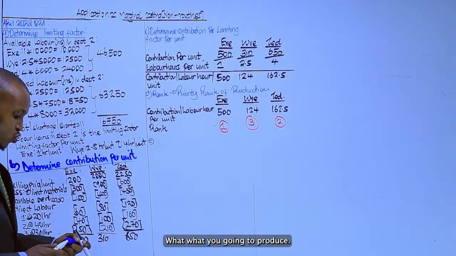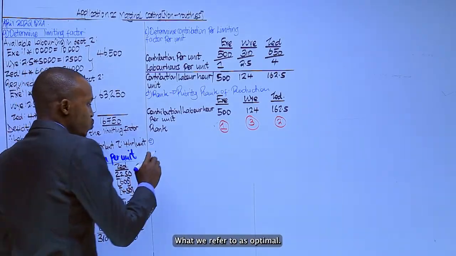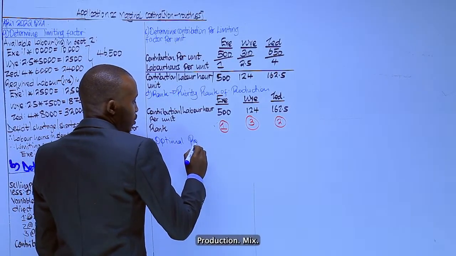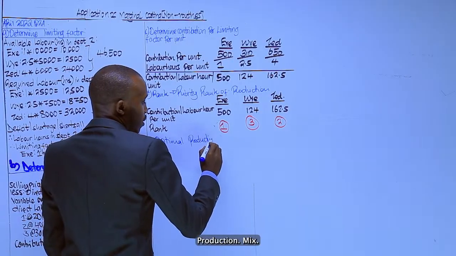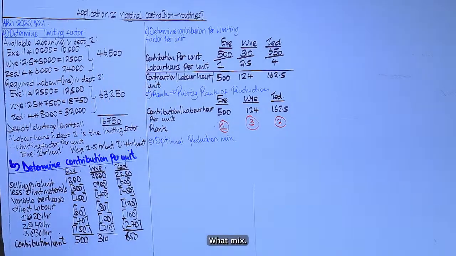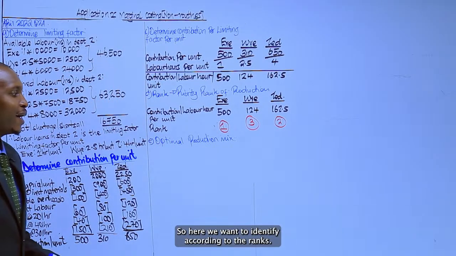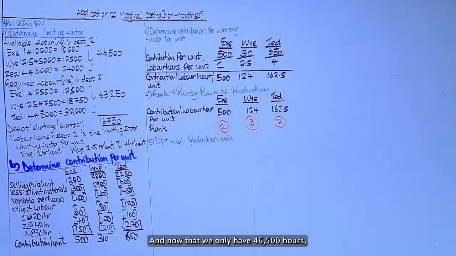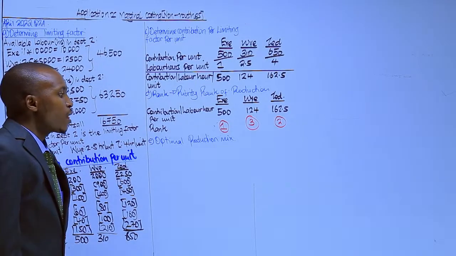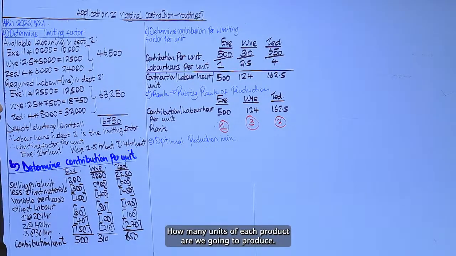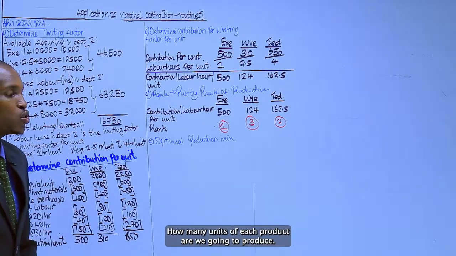That you're going to produce, what we refer to as the optimal production mix. So here we want to identify, according to the ranks here, and now that we only have 46,500 hours, how many units of each product are we going to produce?